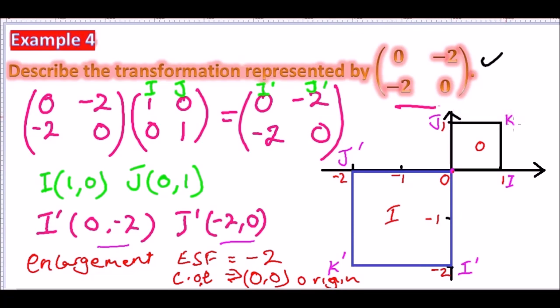So I think we have seen that it is very easy to use the unit square to give the transformation represented by the matrix. Let's do our final example, and then that will be the end of our lesson.